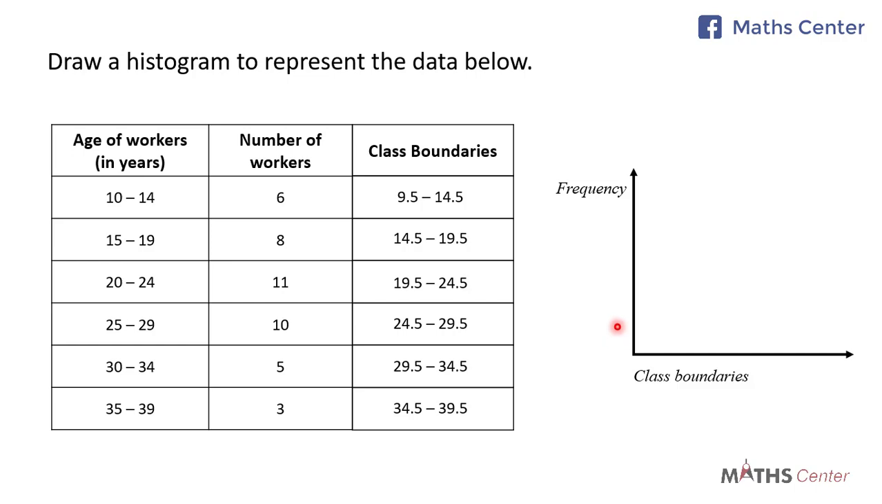We will have the frequencies on the vertical axis because we know that the class width or the class size of all the classes are the same. We will have the frequencies on the vertical axis and then the class boundaries on the horizontal axis. Let's go onto the graph sheet and draw the histogram.